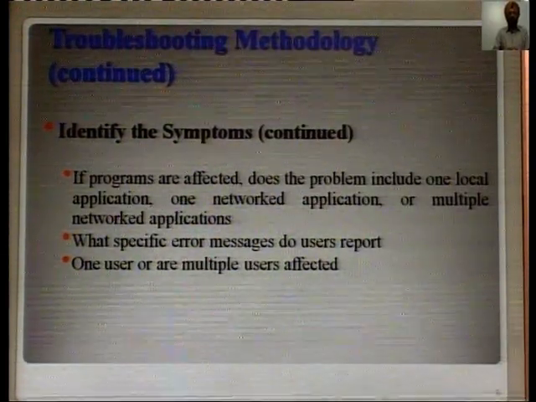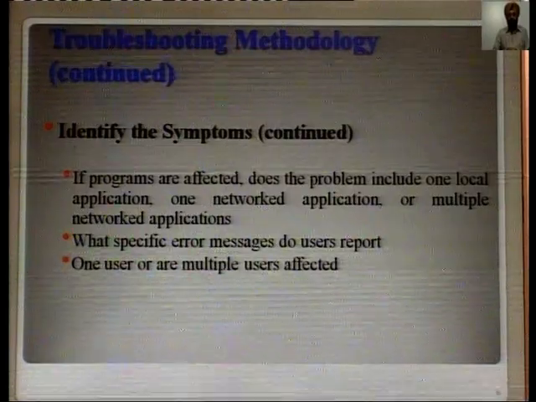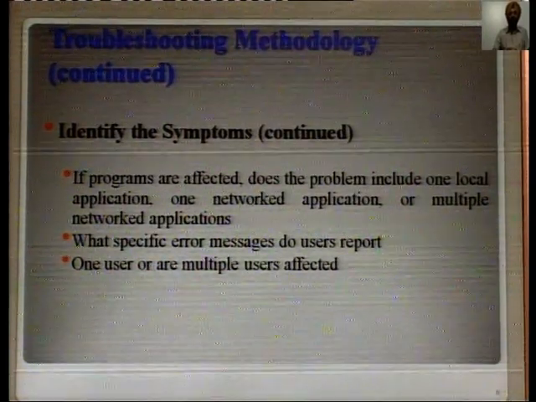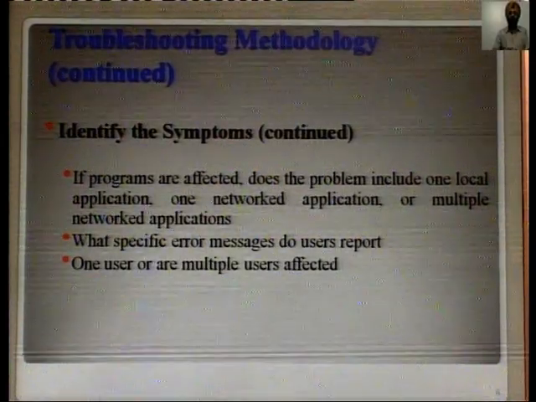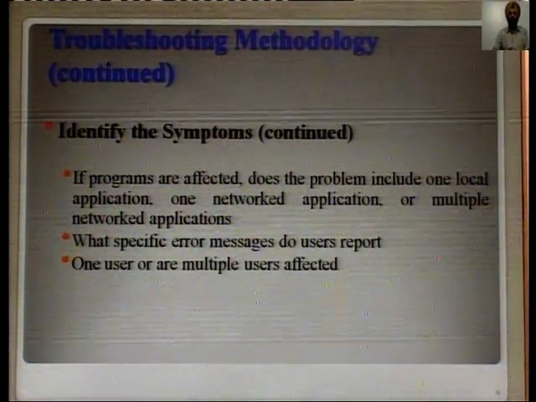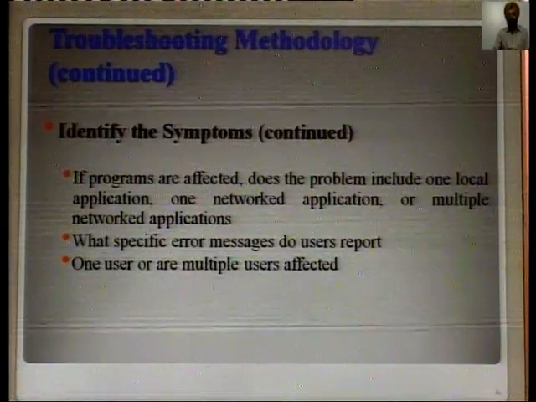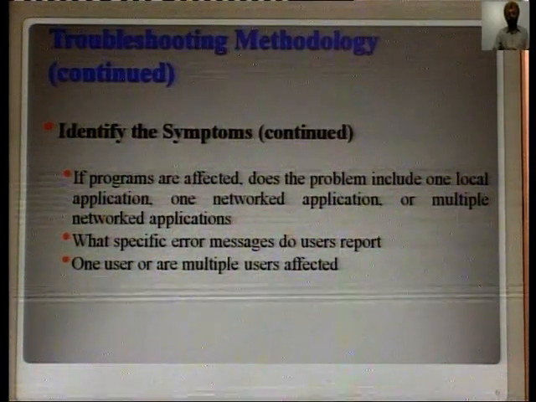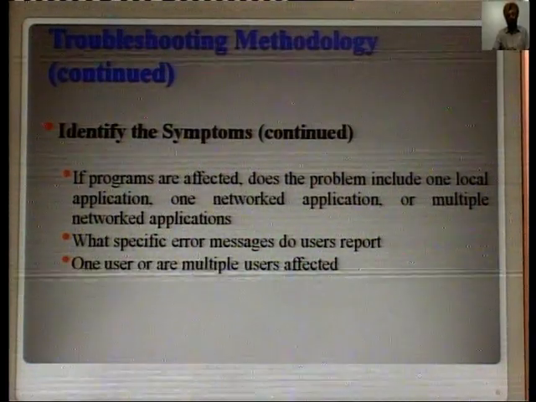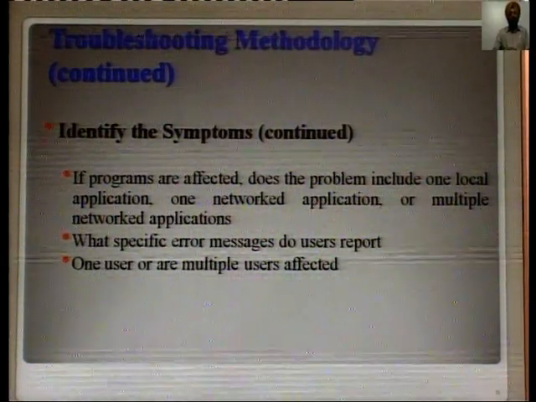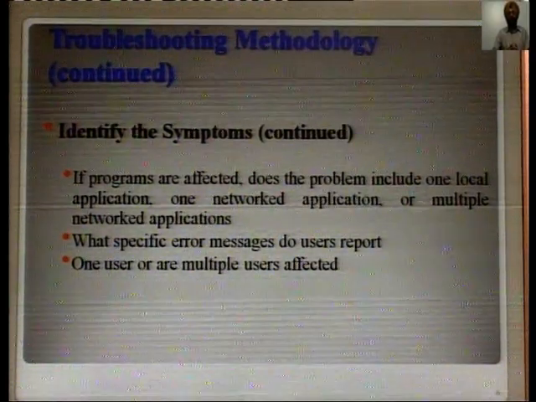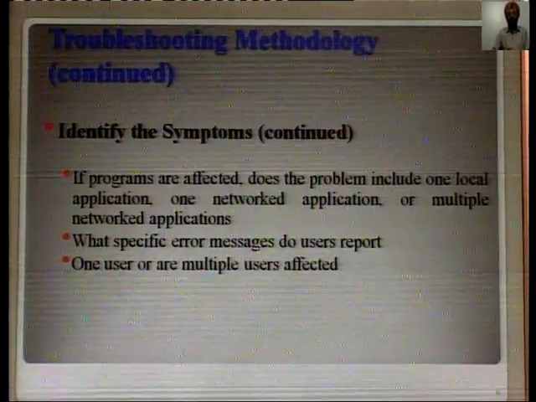Then, if programs are affected, does the problem include one local application or one network, as I already discussed. So we will have to ascertain whether this is a local problem or a global kind of thing, whether it is temporary or permanent, whether it is due to power failure, or due to some specific device having gone out of order, and what the specific error messages are. So what are the specific error messages that the user has reported.